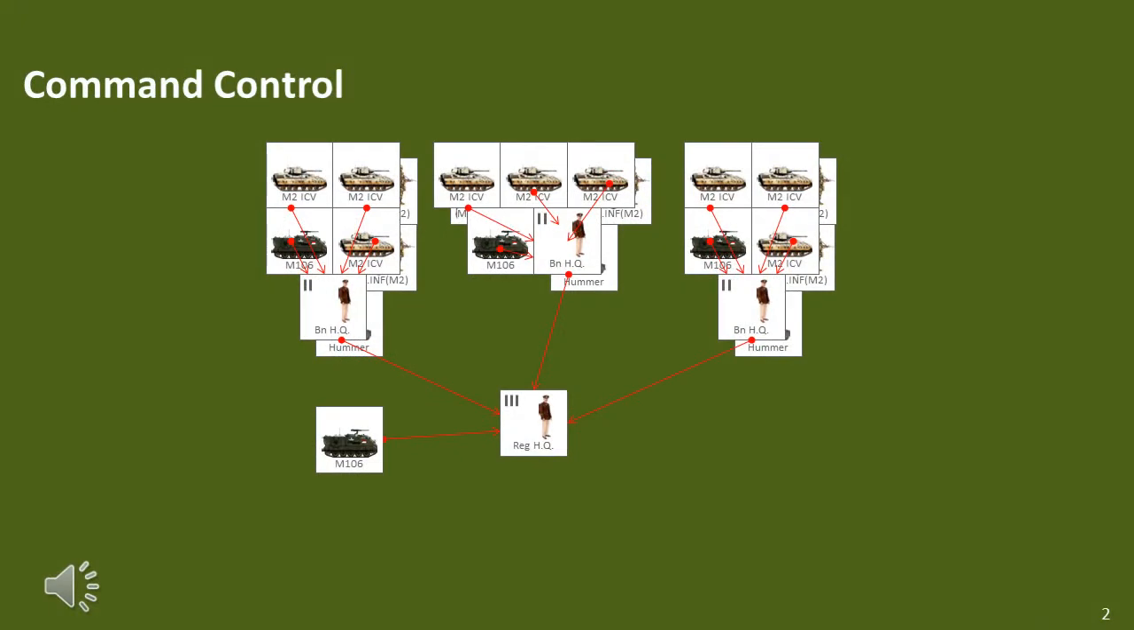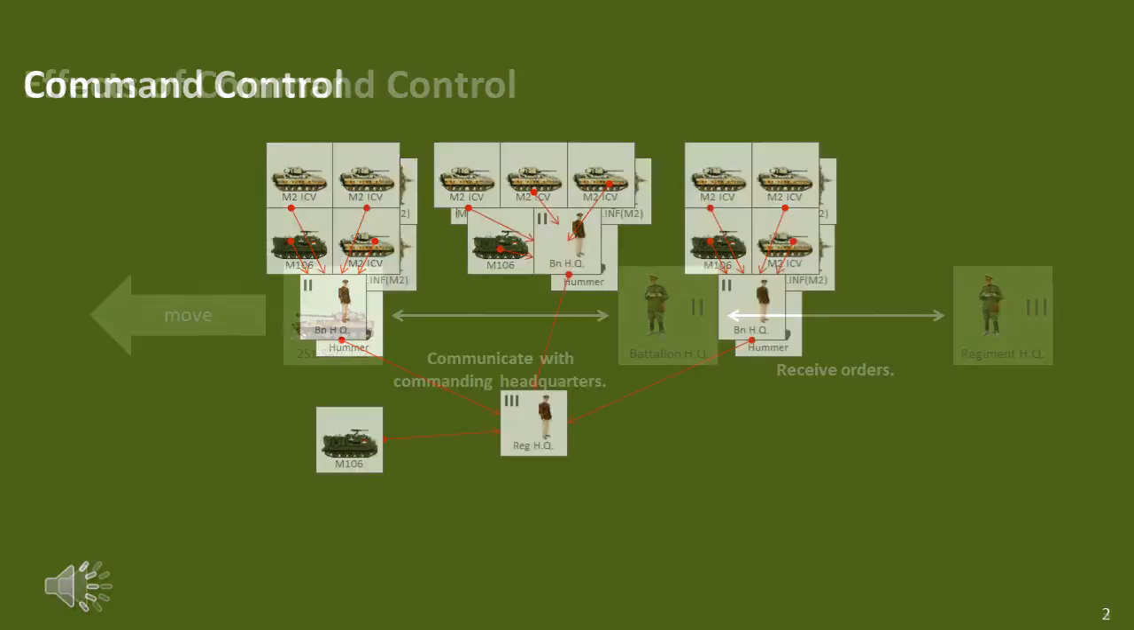All elements need to be in command control in order to function normally. Command control is determined during the command control subphase of the phasing command phase. Once an element is in command control, or out of command control, it remains so until the following command control subphase of the phasing command phase.